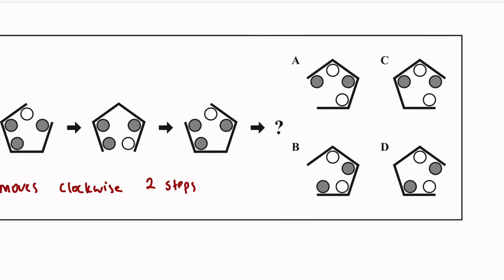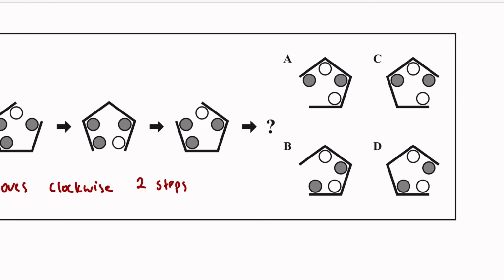Which one has the gap in that position? C and D have those, okay? So that eliminates A and B immediately, okay? Now it's between C and D, and we have to look at the circles.